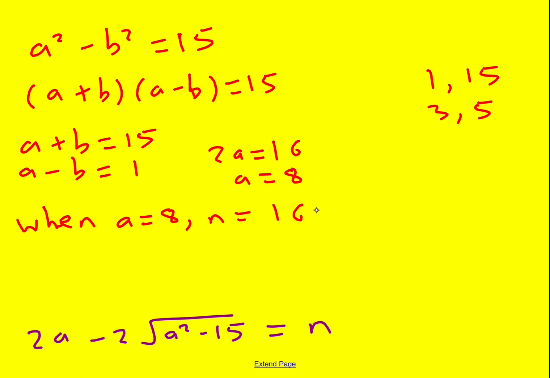So it's going to be 16 minus 2 times the square root of 64 minus 15. Now that's 49. Square root of 49 is 7, so n is 2.